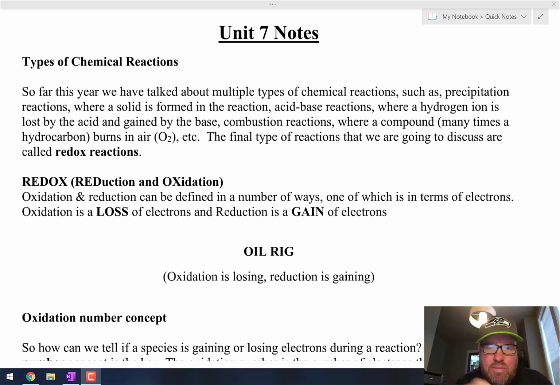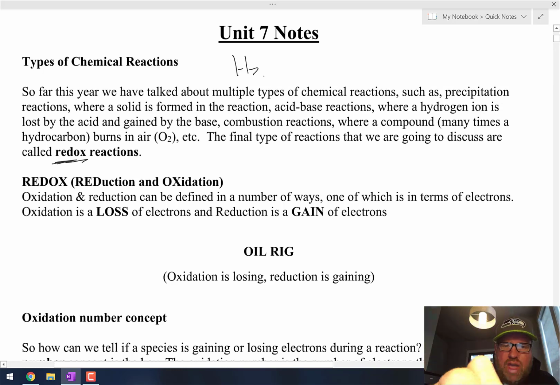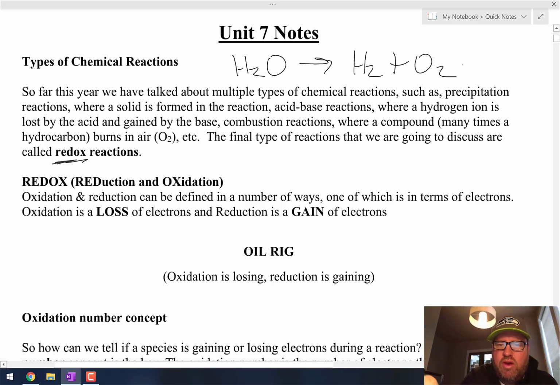We've talked about acid-base reactions, specifically like a Bronsted-Lowry acid-base reaction, where a hydrogen ion is lost by the acid and gained by the base. We've talked about combustion reactions, where something burns in oxygen to create, most times, carbon dioxide and water. And again, our last type of reaction we'll talk about are called oxidation-reduction reactions, which we just abbreviate and call redox reactions. So a redox reaction is an oxidation-reduction reaction. So let me just give you an example of one here real quickly.